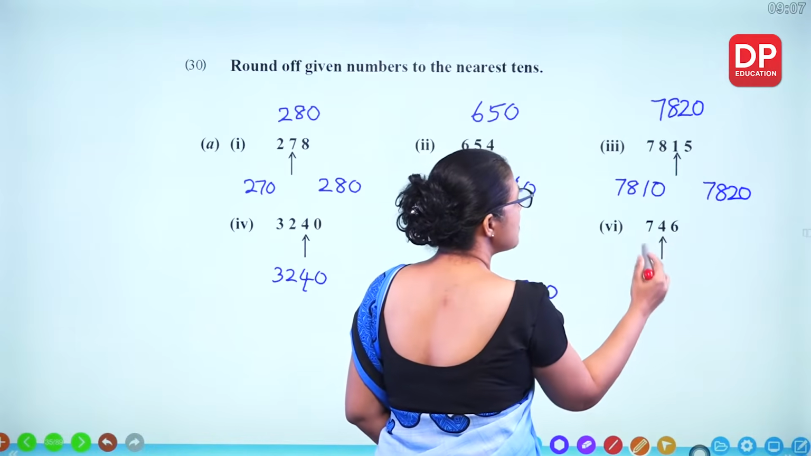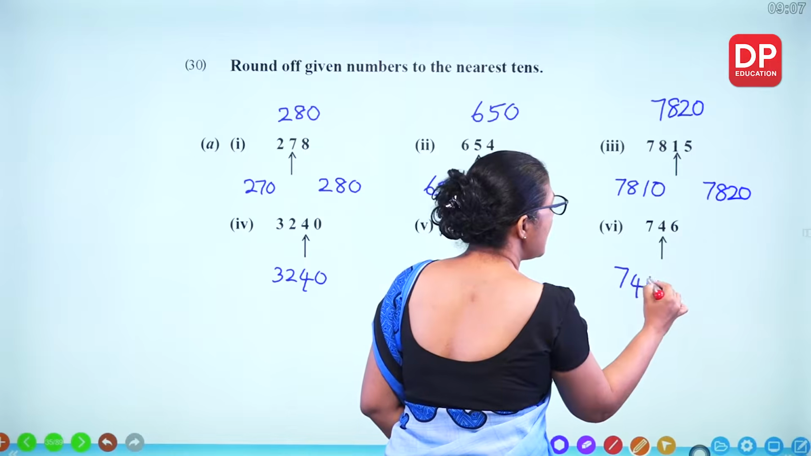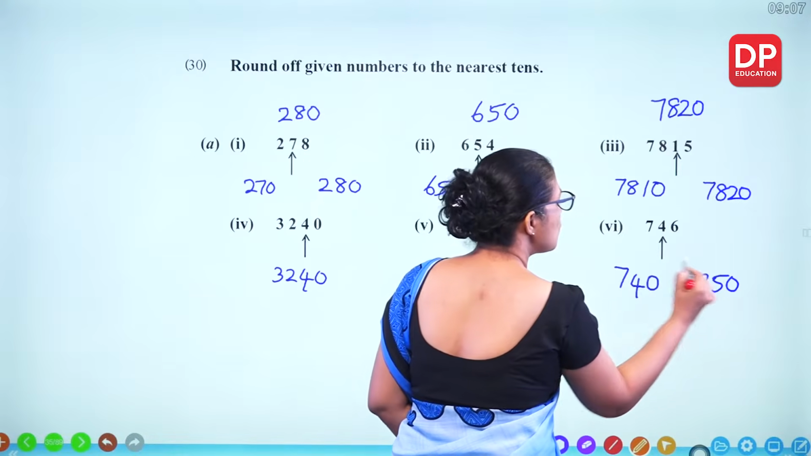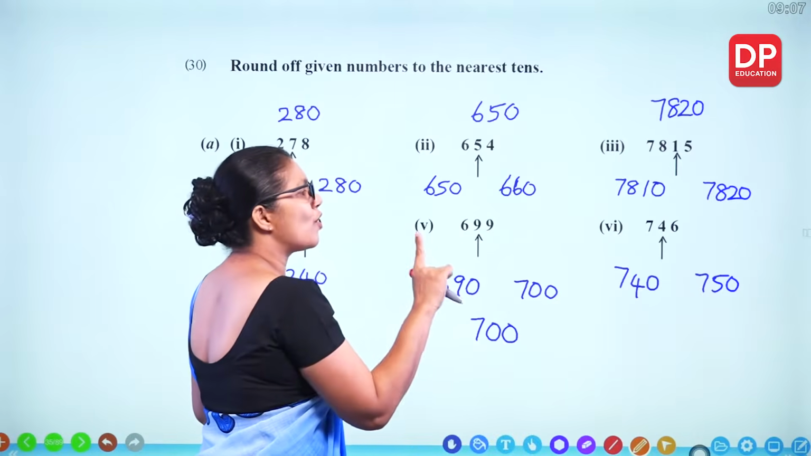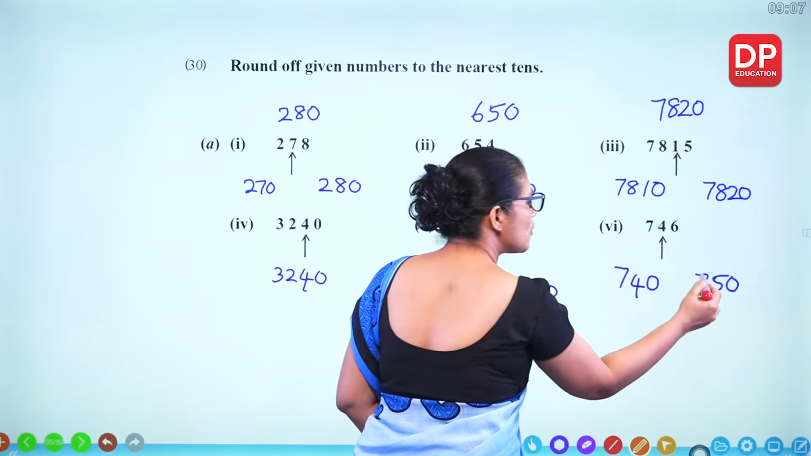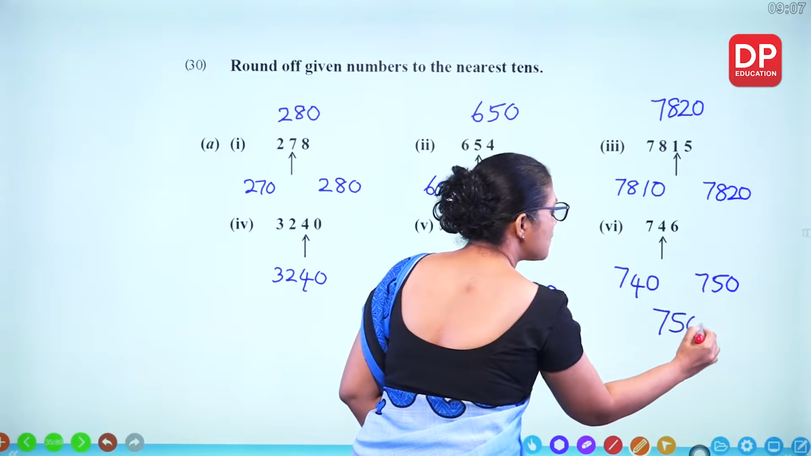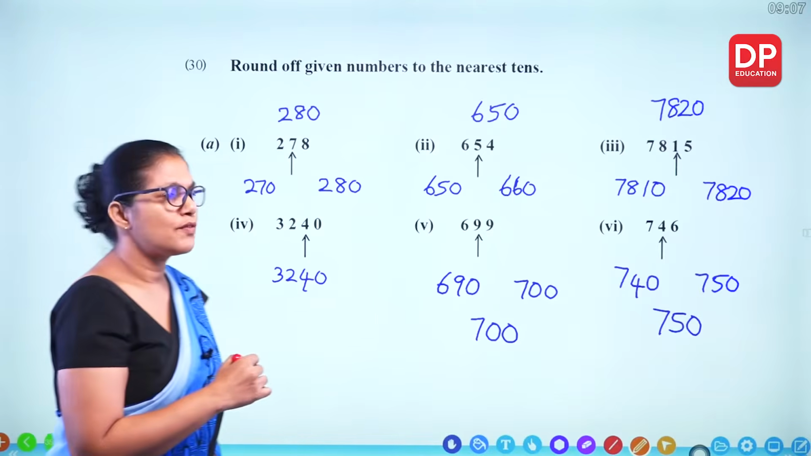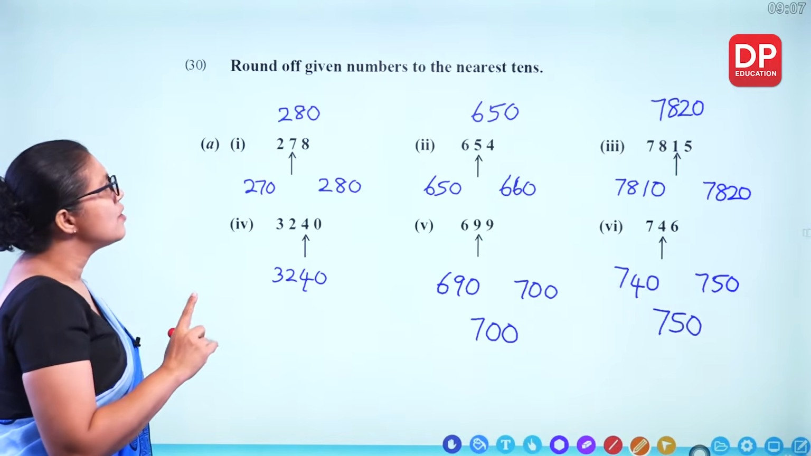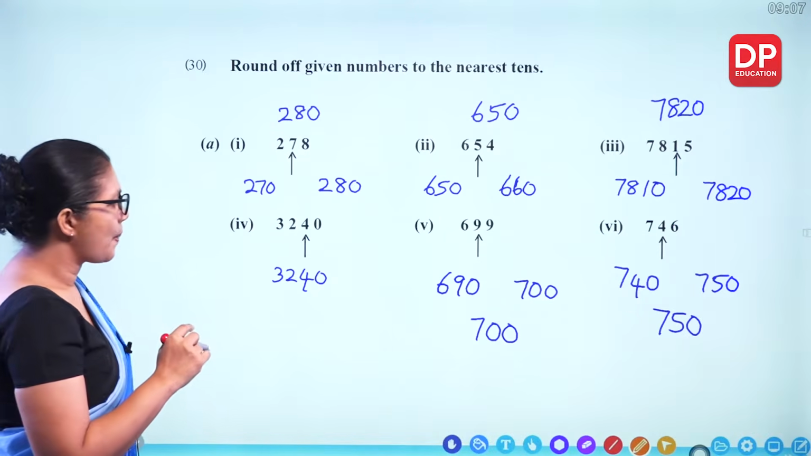746. The 46 is in between 40 and 50. Which one is closer? Midway is 45, and this is more than 45. So 750 is the closest value. So these are rounded to the nearest tens.